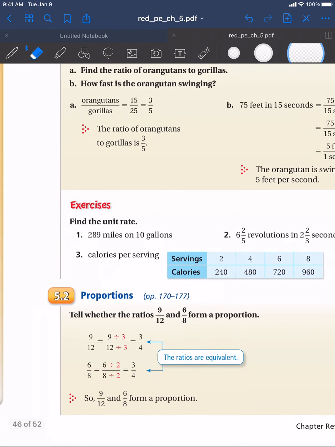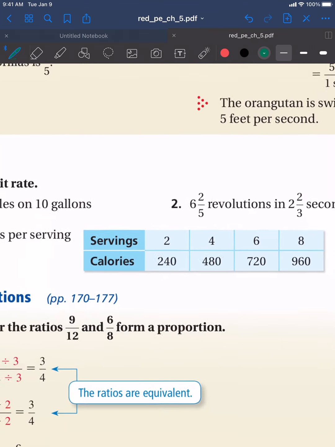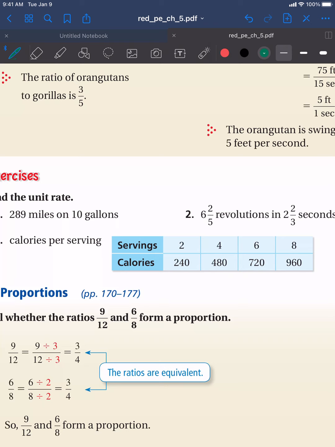Okay, number 3. Look at this little chart. Can you guys find me the unit rate of calories per serving? 240 over 2, 480 over 4, 720 over 6, 960 over 8. I really, really love how Anushka did not say 2 over 240.